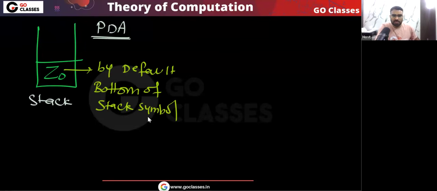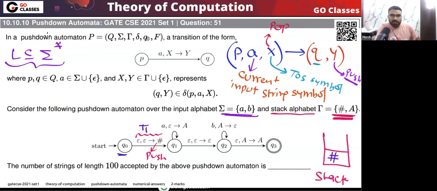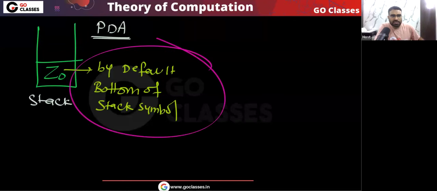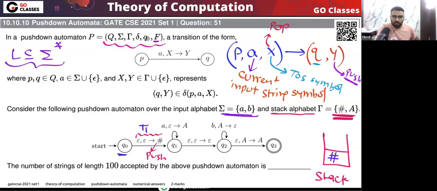Okay, but if you notice in this PDA definition that is given to you, there is actually no z0. If you look at the definition, there is a set of states, an input alphabet, a stack alphabet, transitions, a start state, and a set of final states. So in this definition you can easily see there is no bottom of the stack symbol. There is no default bottom of the stack symbol.